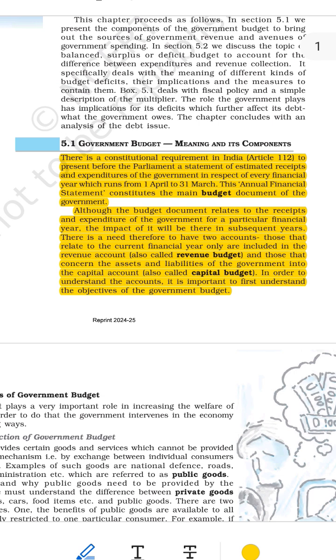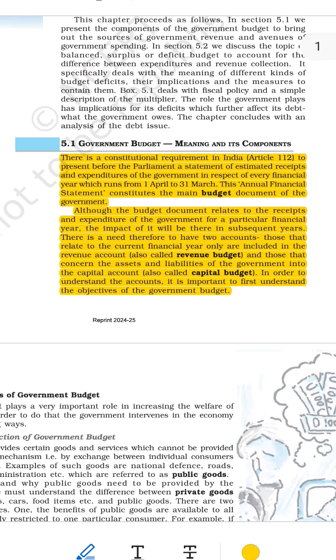What is a government budget? Imagine a family. Every month, the family earns money, salary, rent, etc. They also spend money on groceries, rent, school fees, etc. To manage this, they make a plan of how much to earn, spend and save. A government budget is similar.